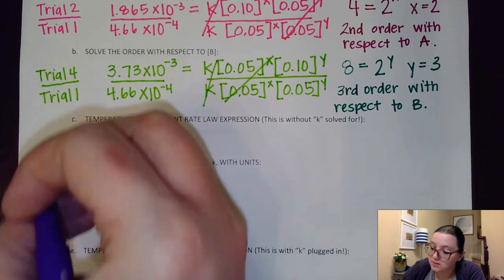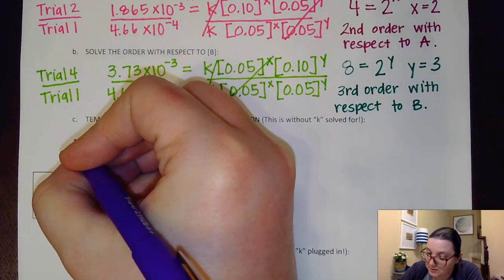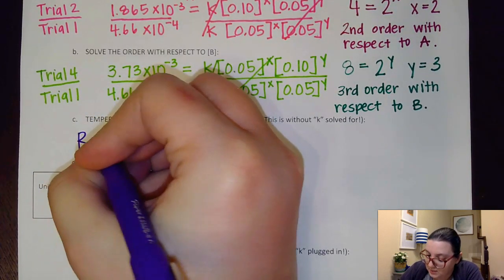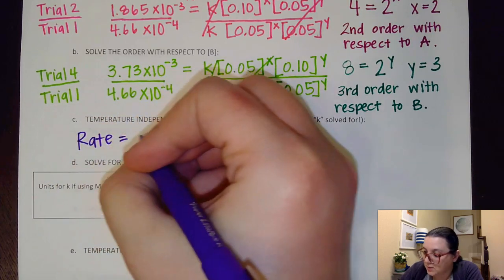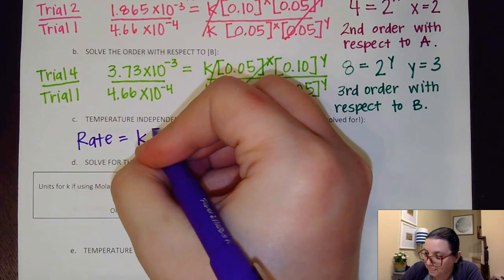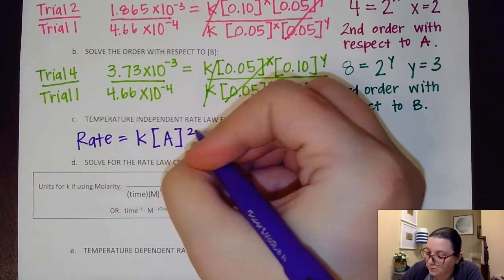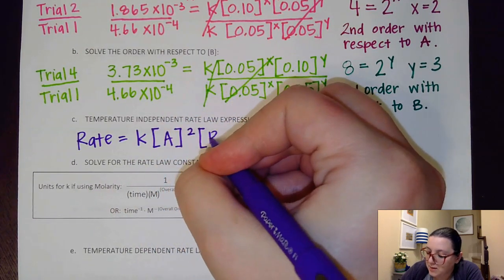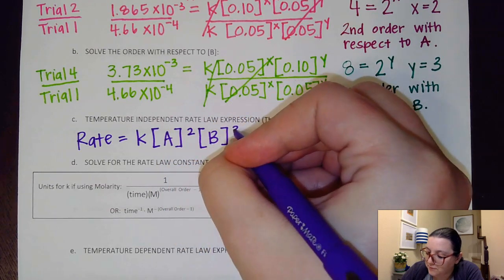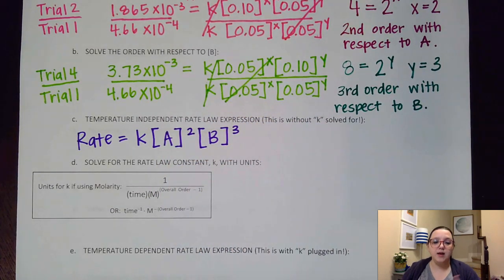So the next thing it asks us to do is to write a temperature independent rate law expression. And so this is just with our X and Y plugged in. So I would have rate equals some K, A to the order of 2, and B to the order of 3. And again, if you had actual compounds there instead of A and B, then we would plug that in instead.